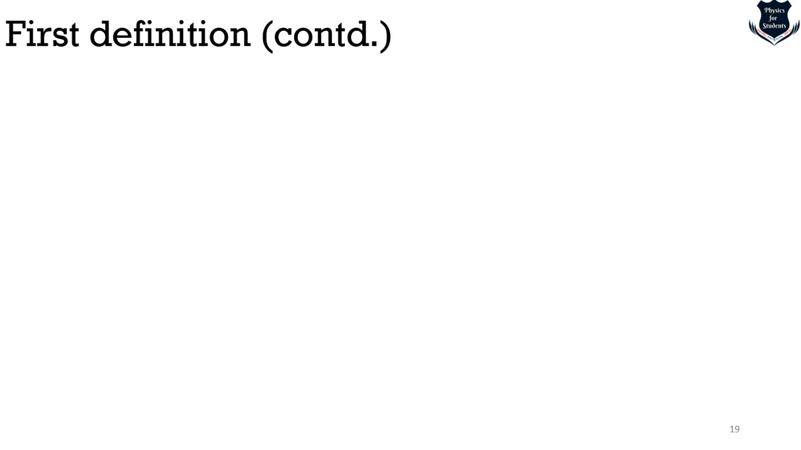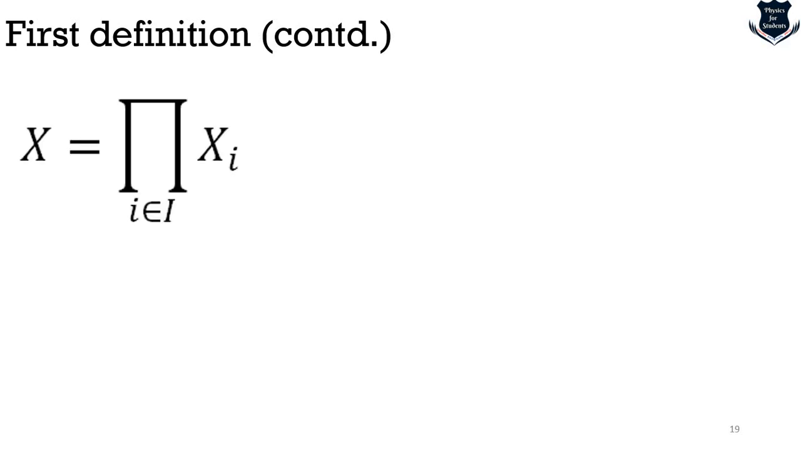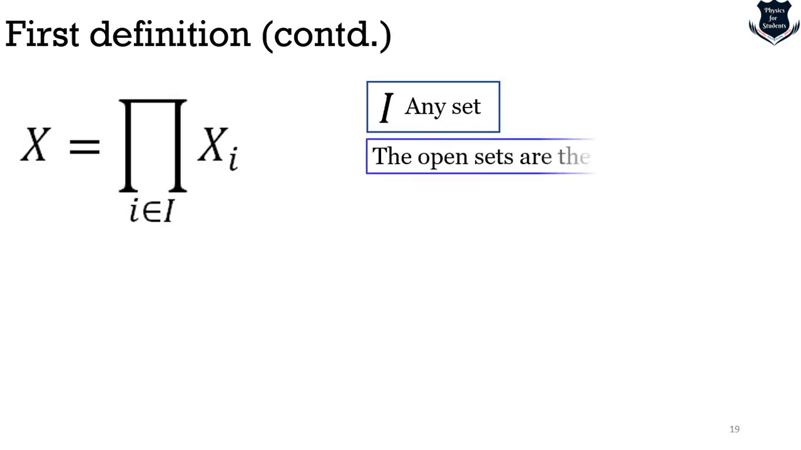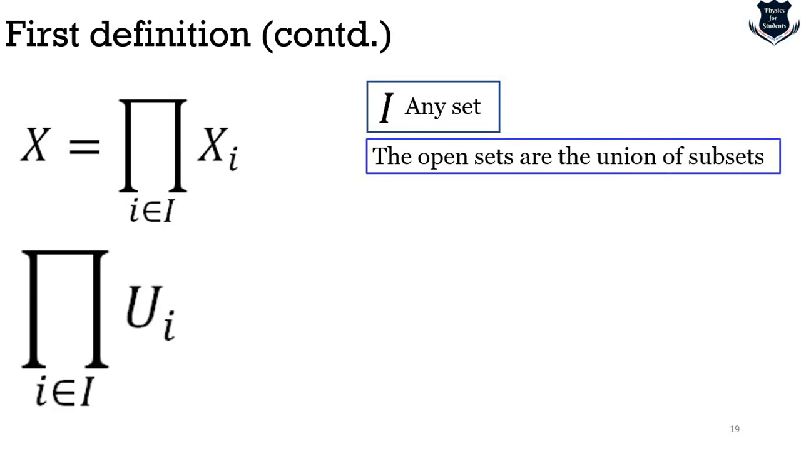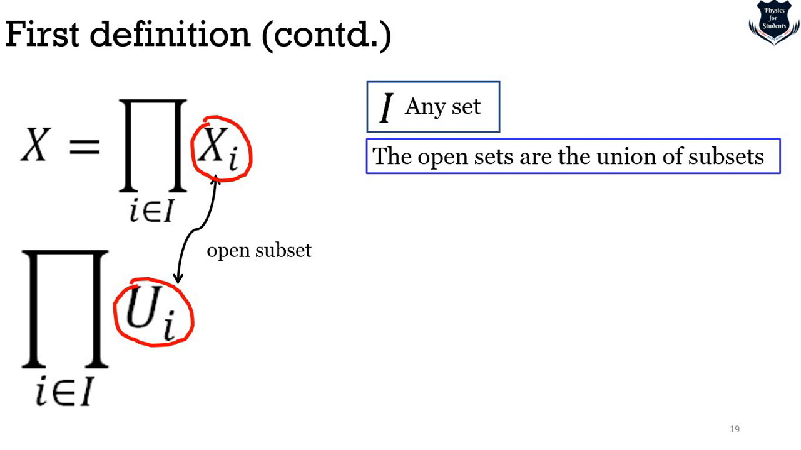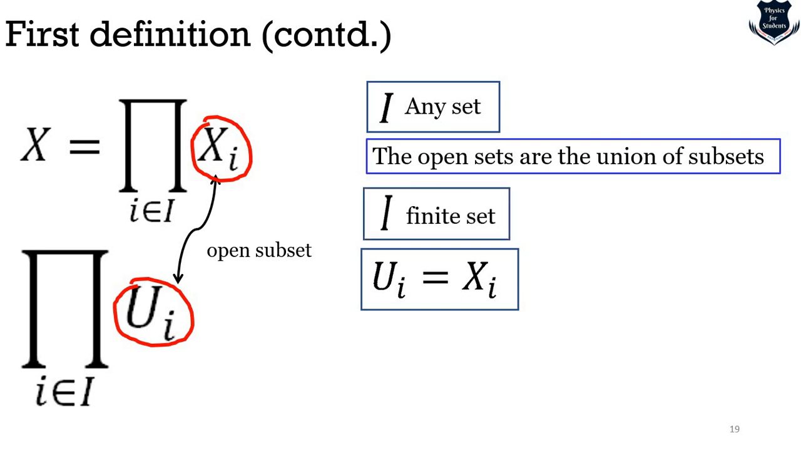Okay, so what do we get in the definition of product topology? We get this, right? This is basically the product part, and we consider I to be any set. The open sets are the union of subsets, which is this one on the left hand side of the screen. And U sub I is an open subset of X sub I, with a condition that U sub I will be equal to X sub I for all but finitely many indices. So for example, I take I as a finite set.